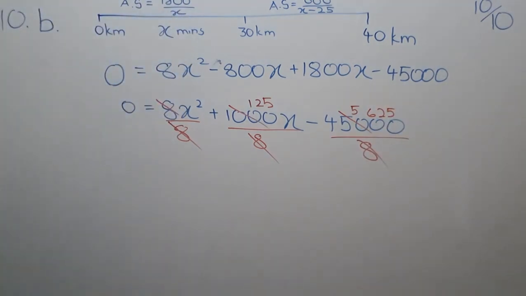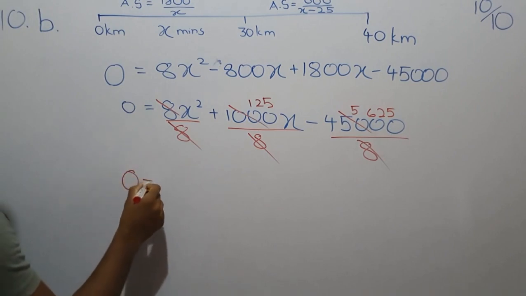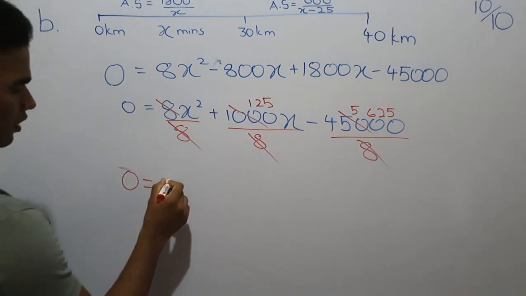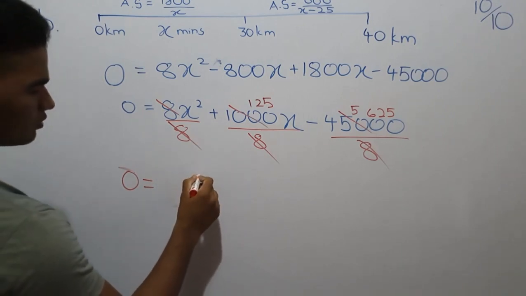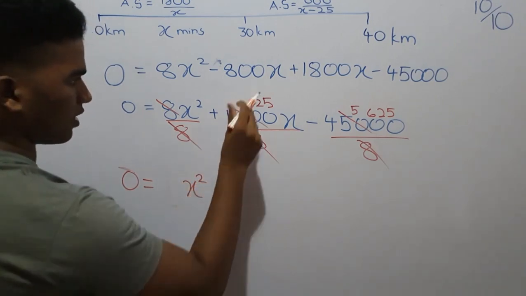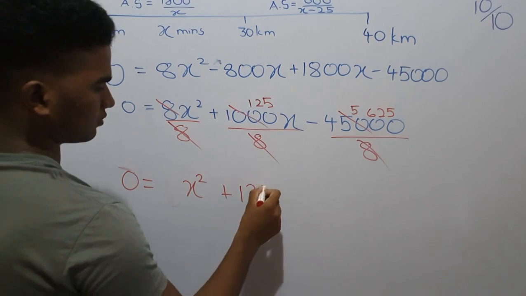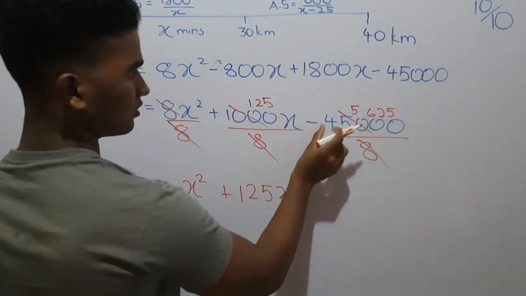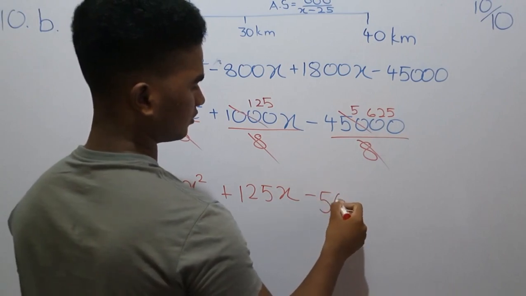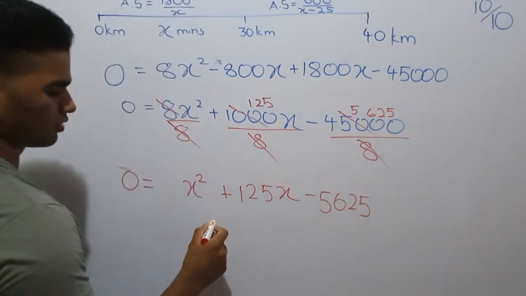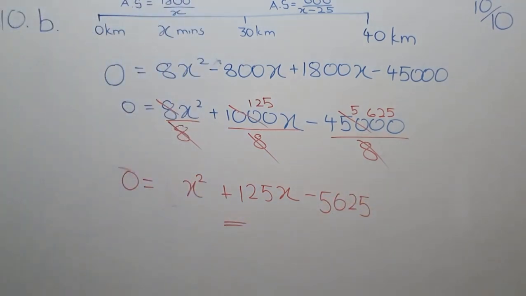So you can write your final answer as 0 equals 8x square, x square plus 125x minus 5,625. So we proved the equation.